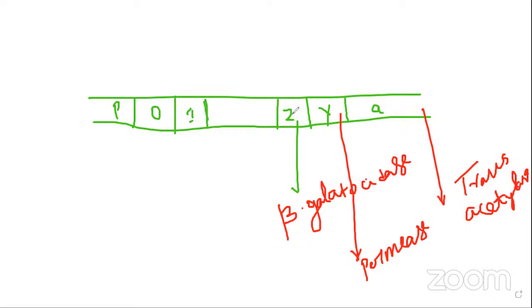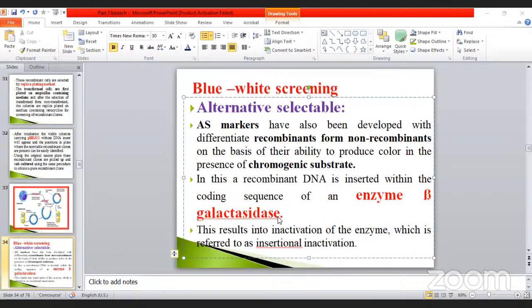The Z gene produces beta galactosidase, the Y gene produces permease, and the A gene produces trans acetylase. It is very, very important, my dear. Here they have chosen this part only: the Z gene produces beta galactosidase. See that enzyme beta galactosidase. The result is the inactivation of the enzyme, which is referred to as insertional inactivation. So in this, recombinant DNA is inserted within the coding sequence of the enzyme beta galactosidase, resulting in insertional inactivation.